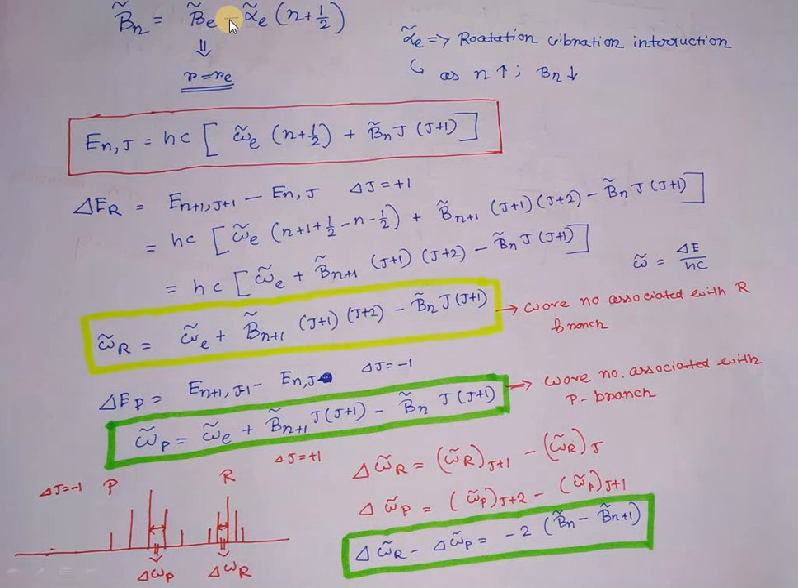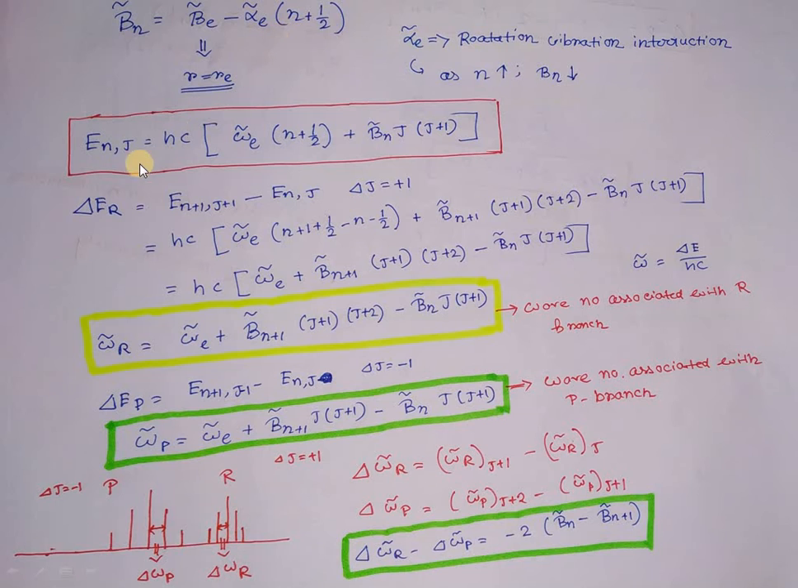Okay, so using this model we can actually calculate the change in energy in the R branch and the P branch. You can see this is the final energy expression for this type of model system, where everything is the same except this term B. Instead of B bar we write Bn, because this rotational constant is now a function of the vibrational quantum number.